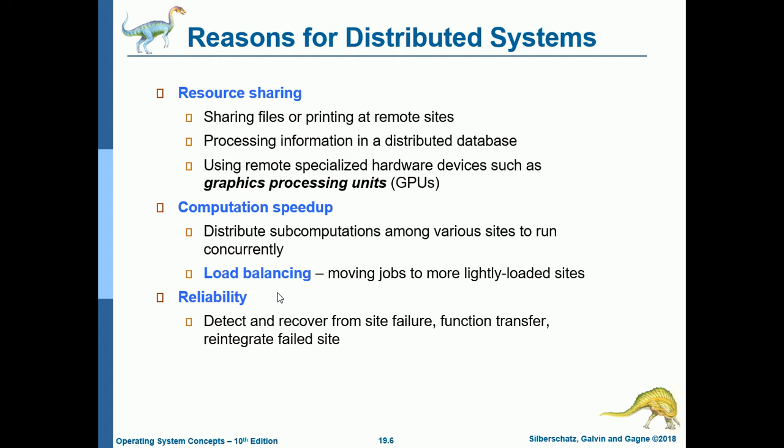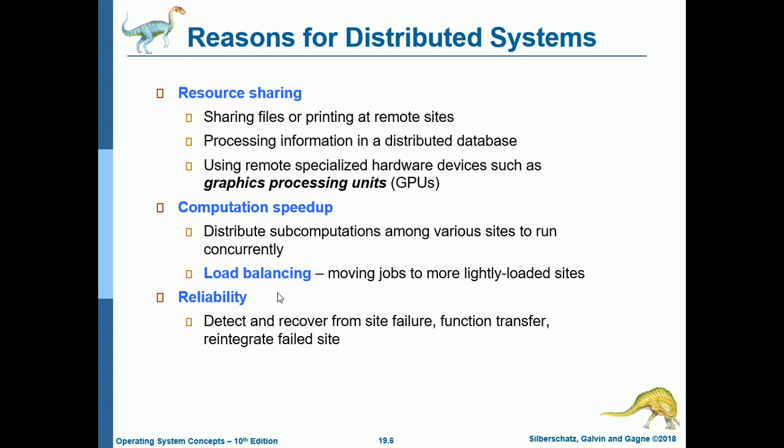So, reasons for distributed systems. First is resource sharing, such as sharing files or a printer at remote sites. That's one reason for resource sharing. Of course, it is very convenient to share files rather than have a separate copy for each computer. What if this computer modified his or her copy? How can that be updated to all the other copies that exist, for example, at a remote site? Or printing: you have one printer.